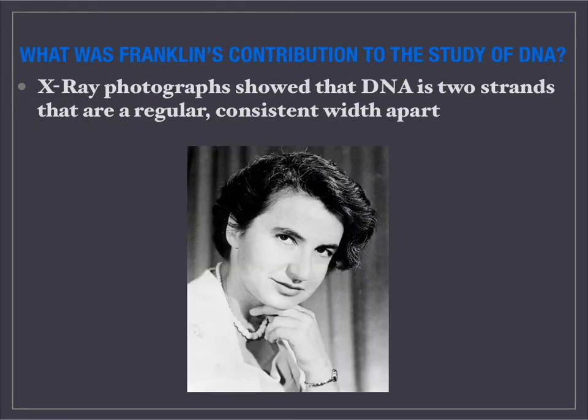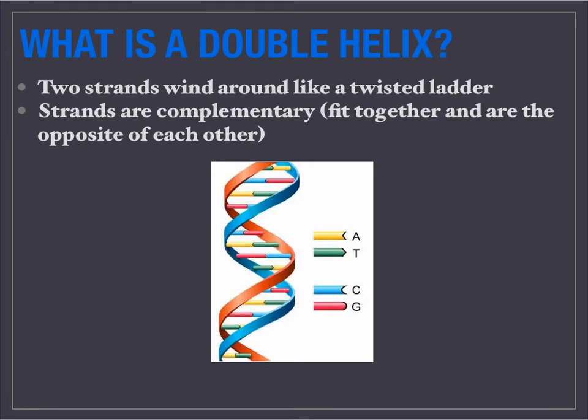Rosalind Franklin was another scientist that used X-ray photographs to show that DNA is in fact 2 strands that are a regular, consistent width apart. So kind of like a twisted ladder is the structure that she came up with through her research. A double helix is 2 strands of DNA molecules that wind around like a twisted ladder. The strands are complementary, meaning they fit together and are the opposite of each other. The opposites follow Chargaff's rules of base pairing: adenine would be the same amount as thymine, and guanine the same amount as cytosine. They pair up to form the rungs, this part of the ladder.